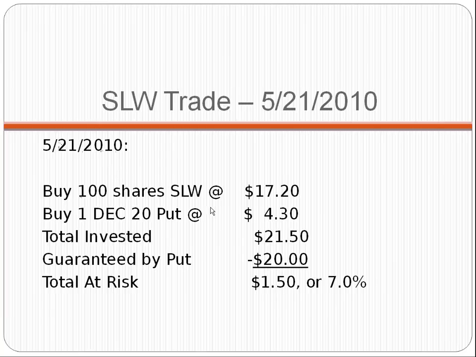On May 21st, 2010, I had Silver Wheaton trading at 17.20. We got filled for about 300 shares at 17.20. And we bought a December 20 strike put for $4.30. So I'm adding almost a fourth or so of the capital into the position by buying this put. So now I've increased my cost basis to $21.50. But at any time, we're guaranteed to get $20 back. Anytime between May when we open the trade and December expiration, we're guaranteed to get $20 back. So the most we can lose on the position is $1.50 or 7% on the position.